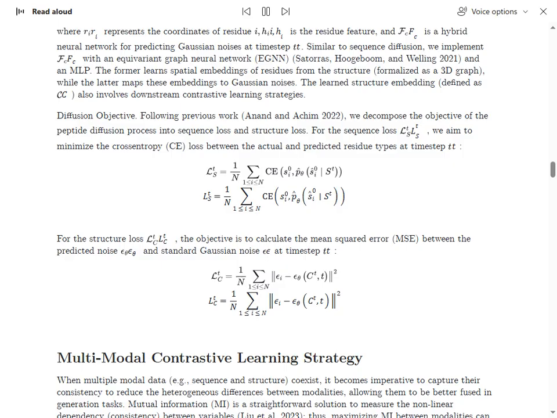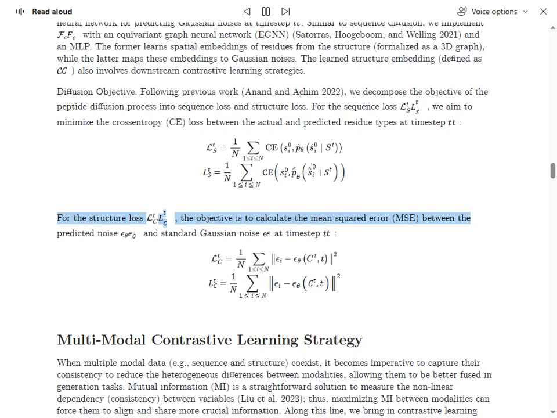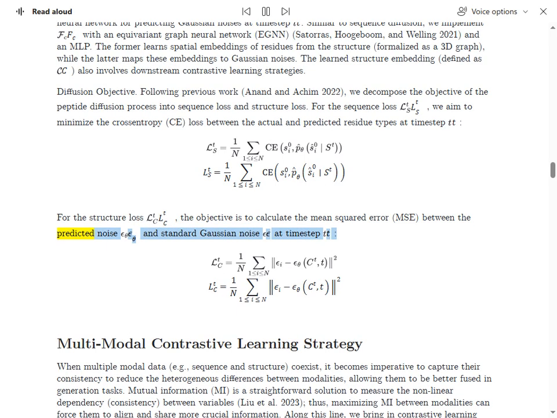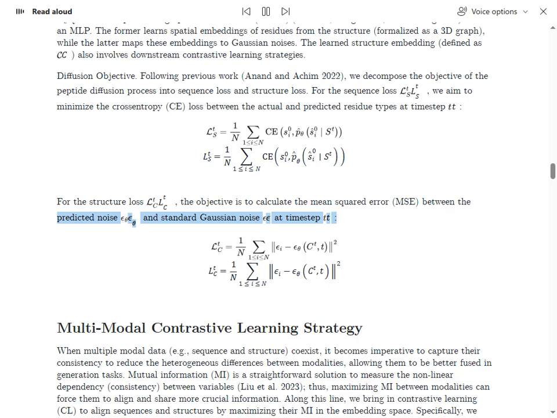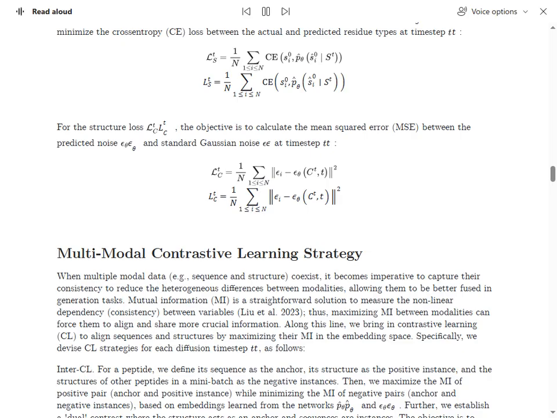The loss function is the average cross-entropy between true and predicted labels for a set of samples. For the structure loss L subscript C to the power T, the objective is to calculate the mean squared error, MSE, between the predicted noise, epsilon subscript theta, and standard Gaussian noise, epsilon, at time step t. The loss function L_C^t is the average squared difference between epsilon_i and epsilon_theta.